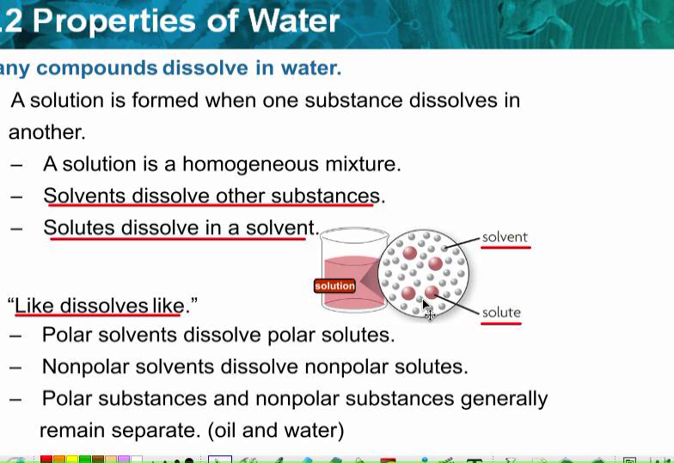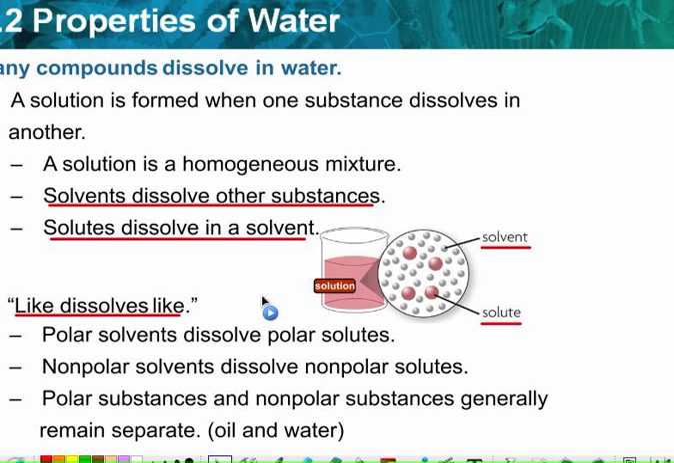So if you look at my illustration here, here's my solution, and if you magnify it, the smaller gray particles are in much more abundance. So they are the solvent. The bigger red molecules are in less abundance, and they are the solute. So the red molecules are being dissolved in the gray molecules. So that's how you know a solute is dissolved in a solvent.